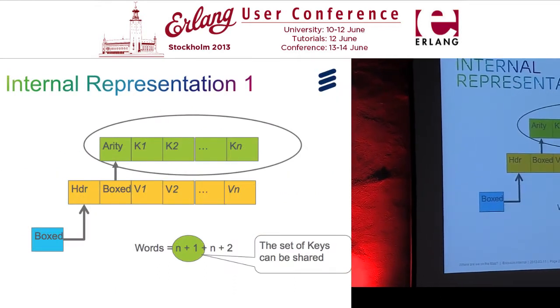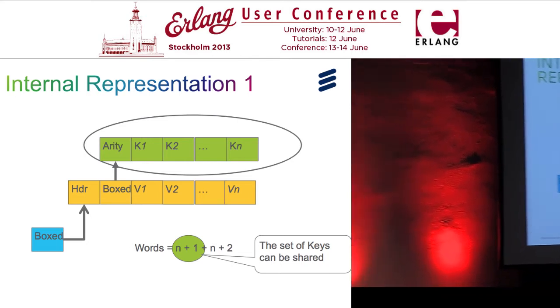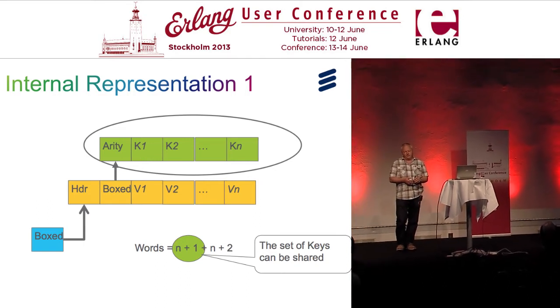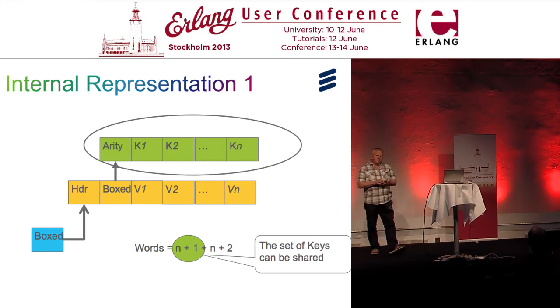The internal representation here: the plan is that we should have two different representations which are changed automatically. The user is not deciding this; it's up to the VM to decide this.